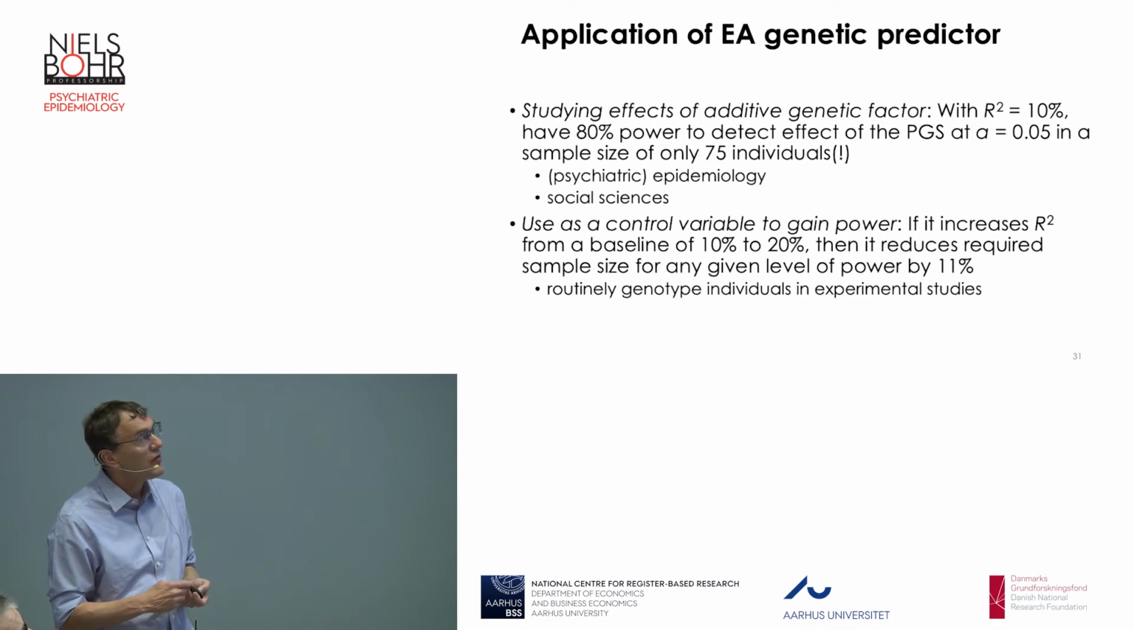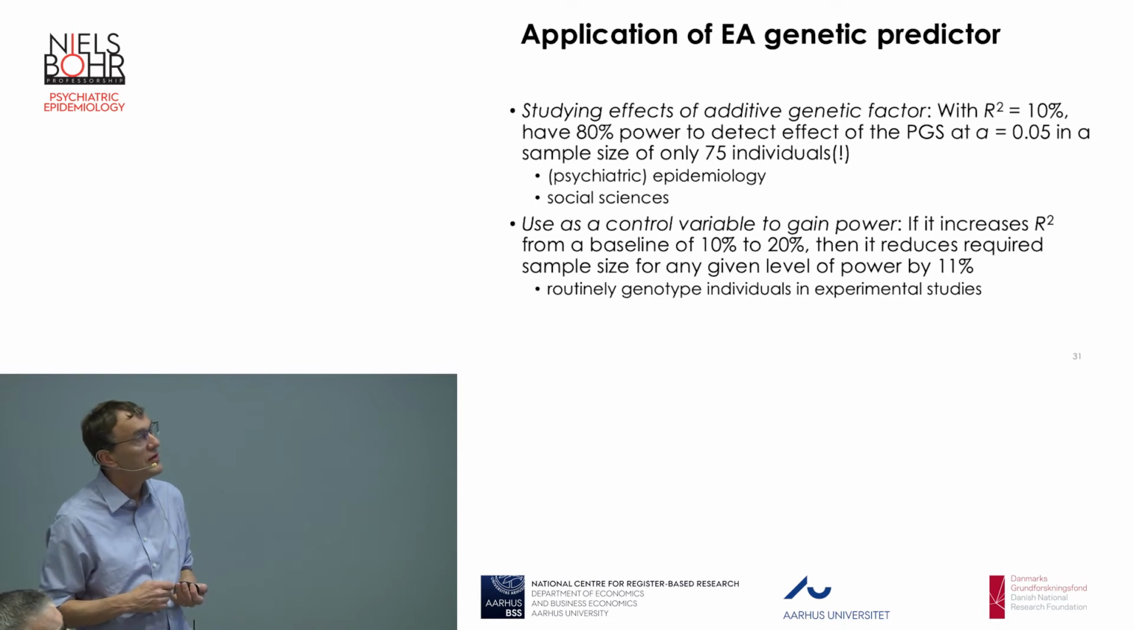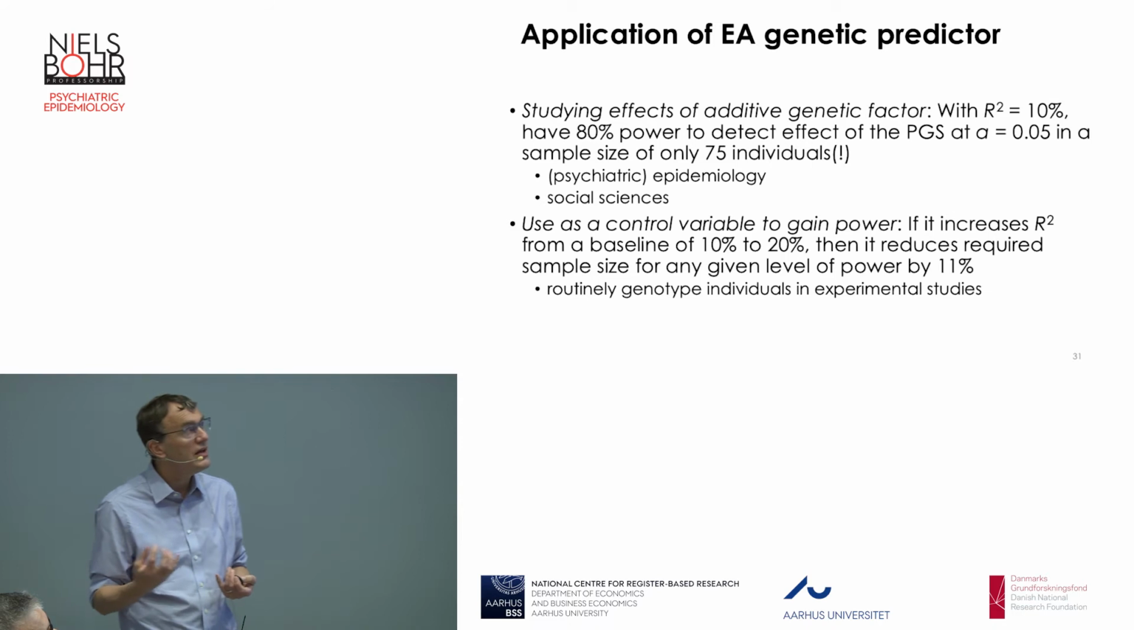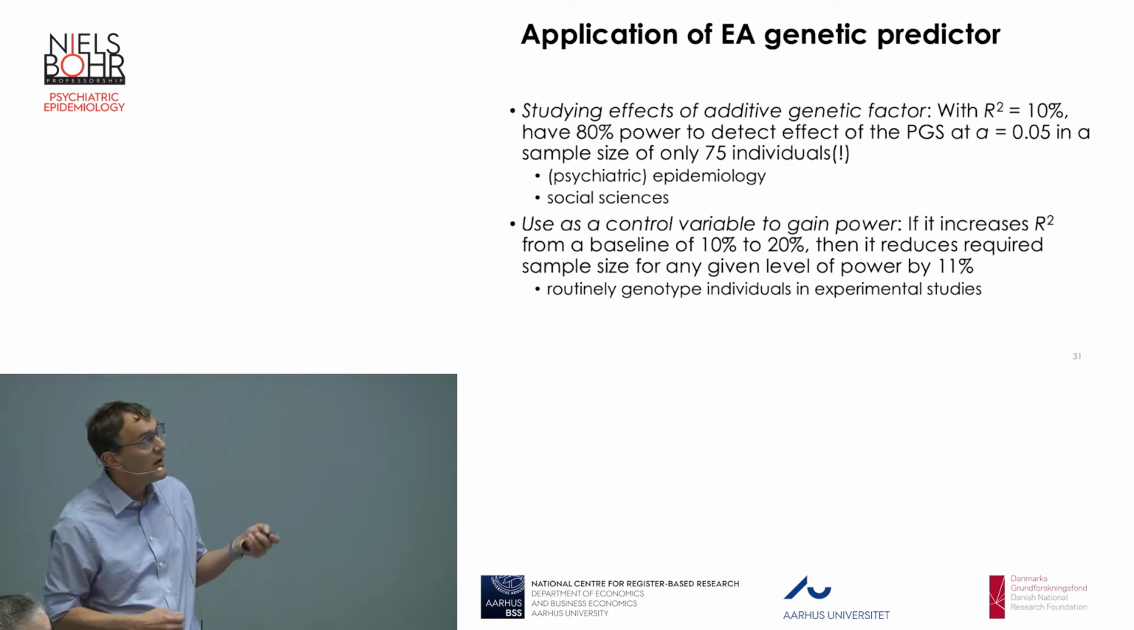So here's just some examples of what you might want to do with these predictors, and this is partly geared towards the social sciences, but I would hope that it might be relevant in psychiatric epidemiology. If an additive genetic factor explains 10% of variance in the population, then it's very easy, with a very small sample size, to find something in your own experiment that's correlated with it, if that's what you want to test. In fact, this calculation suggests you only need 75 individuals.